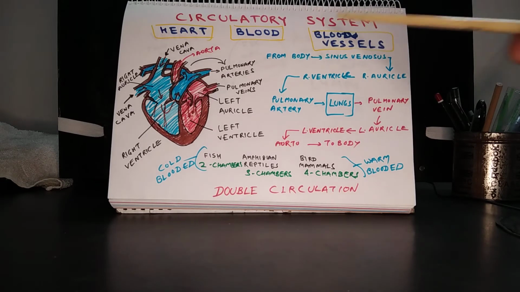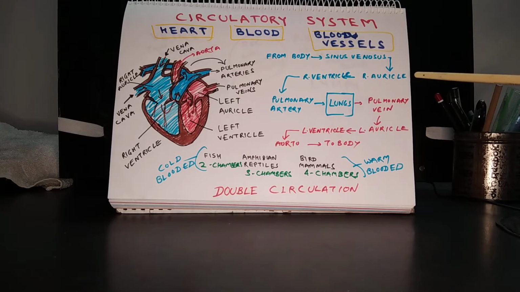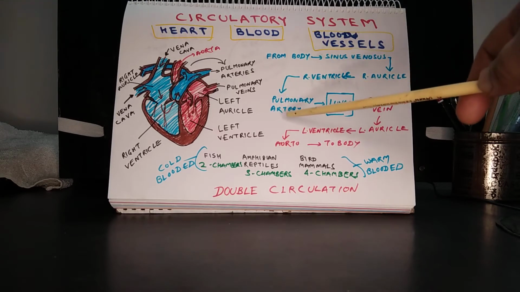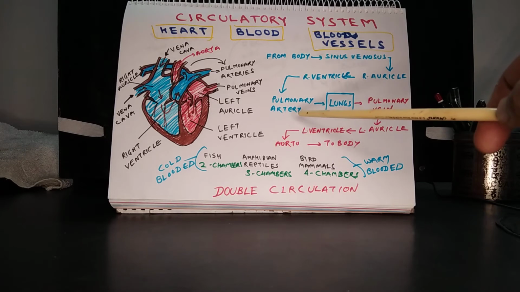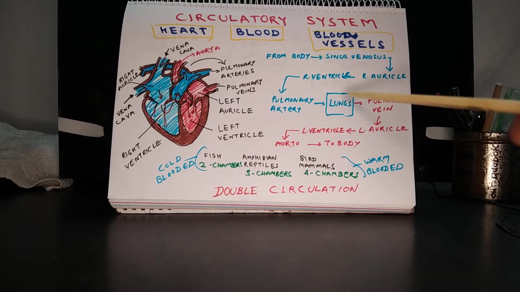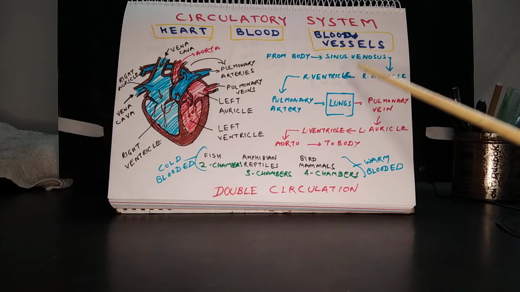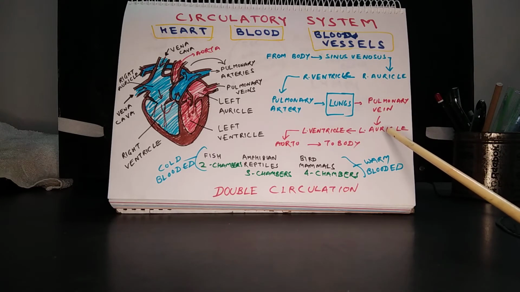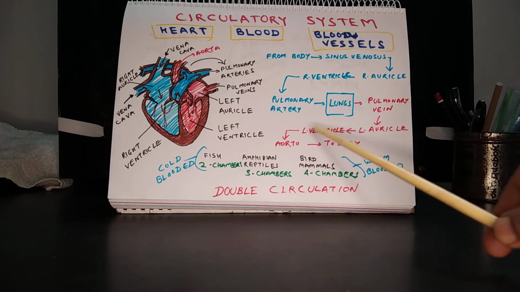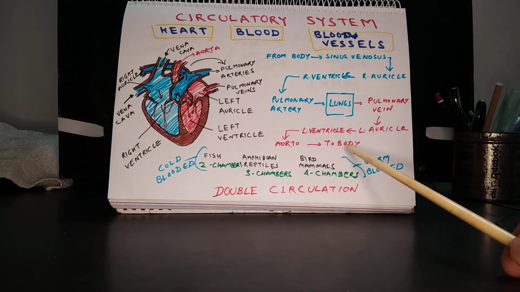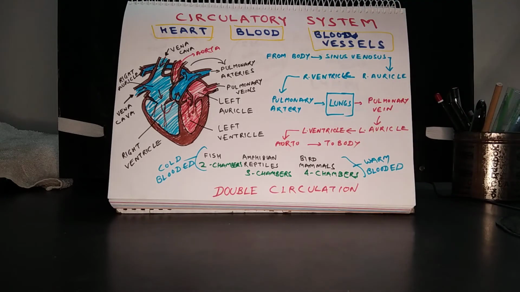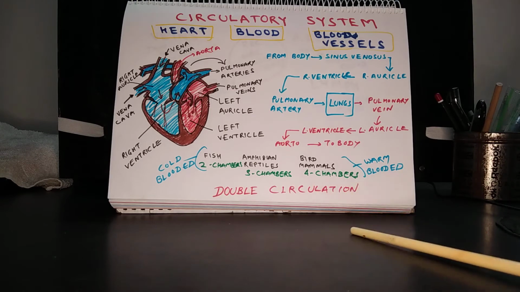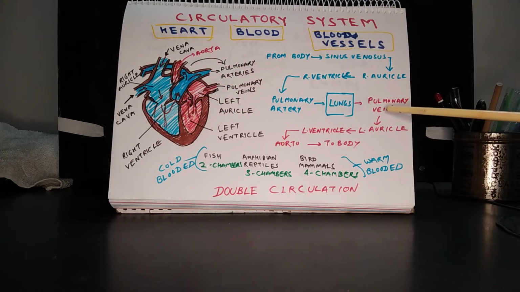So from the body, blood comes to the sinus venosus, from here to the right auricle, then to the right ventricle, and from the right ventricle to the pulmonary artery, and from the pulmonary artery it goes to the lungs. Oxygenation takes place over here. Then the blood comes to the pulmonary vein, then to the left auricle, from the left auricle to the left ventricle, then it goes to the aorta, and the aorta sends blood to the body. The blue color here and here indicates deoxygenated blood, and the red color indicates oxygenated blood.